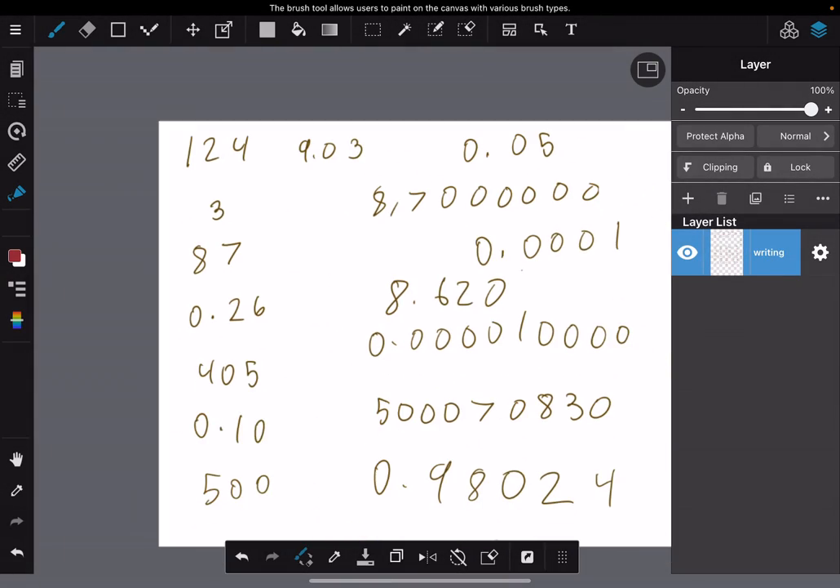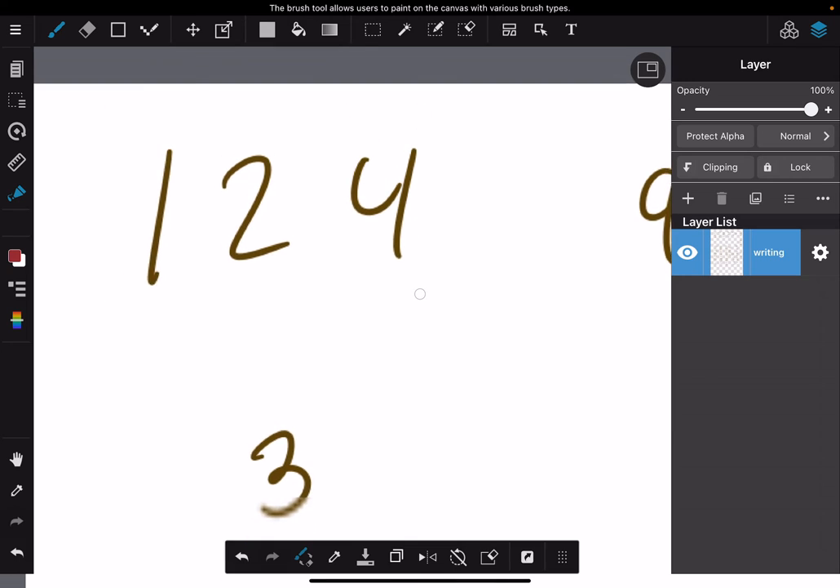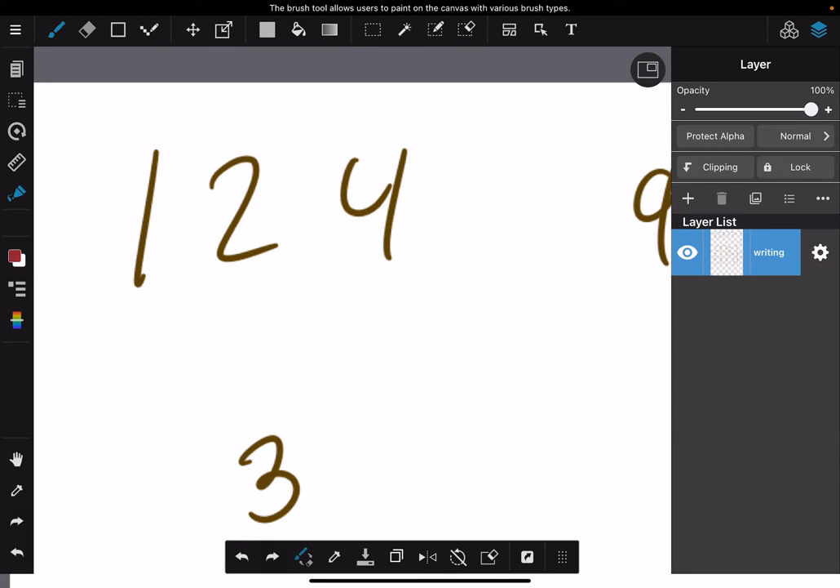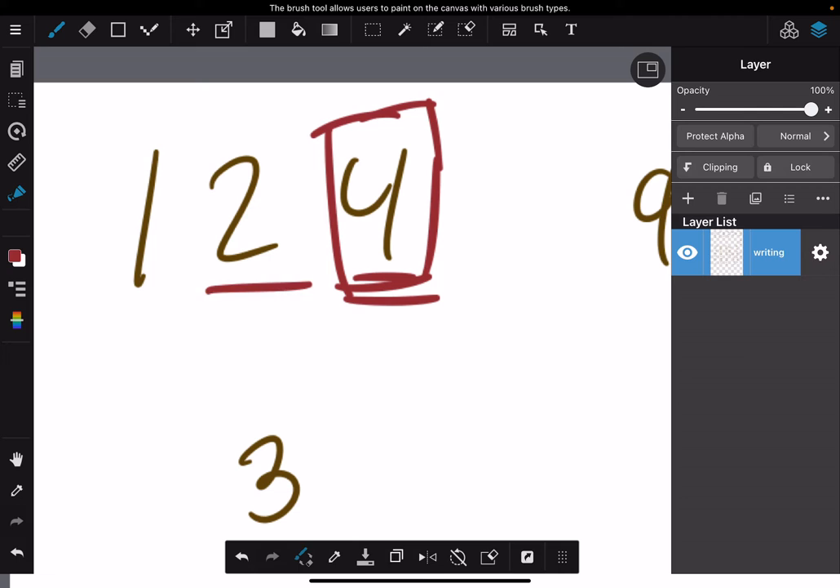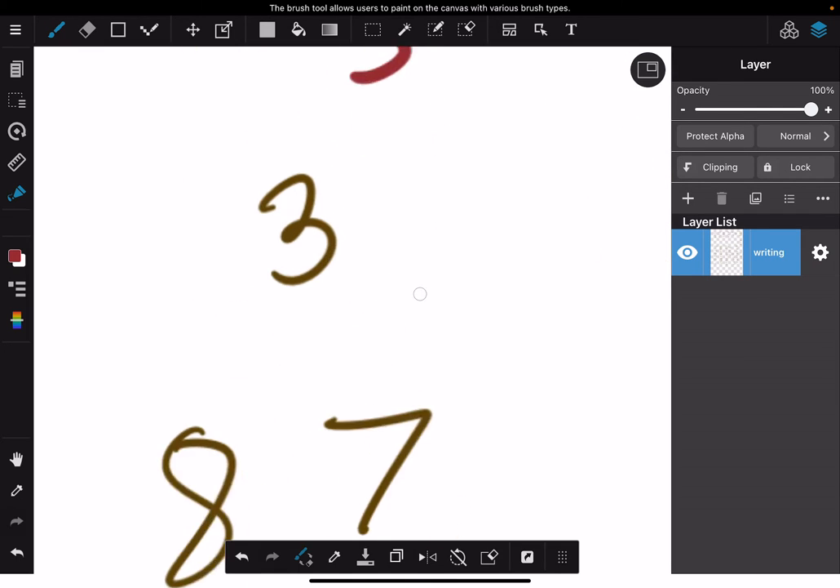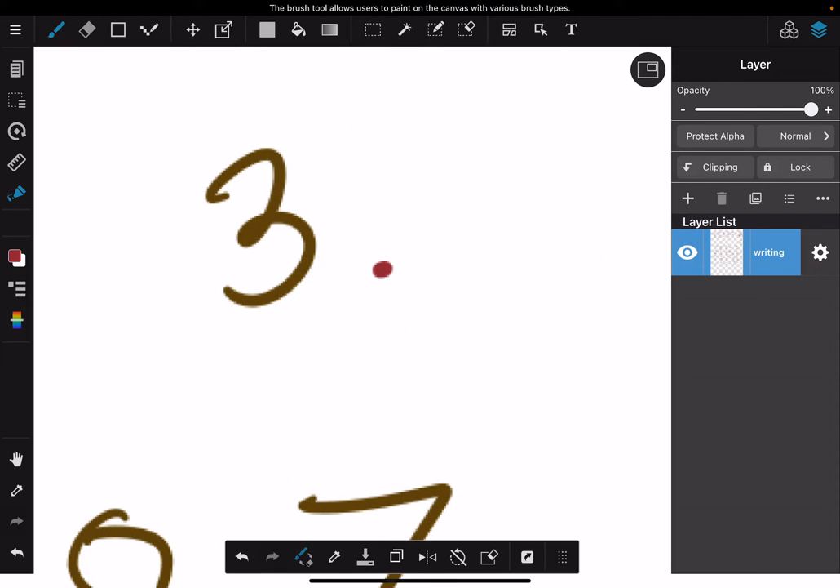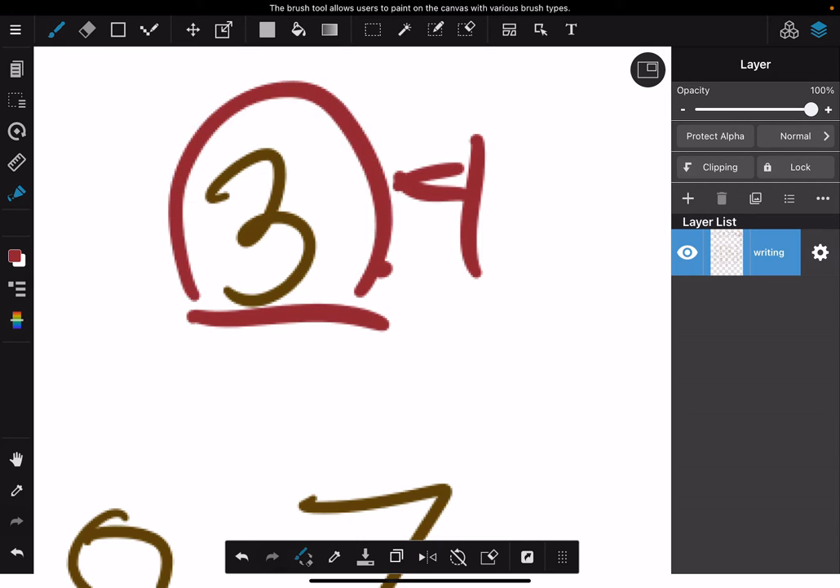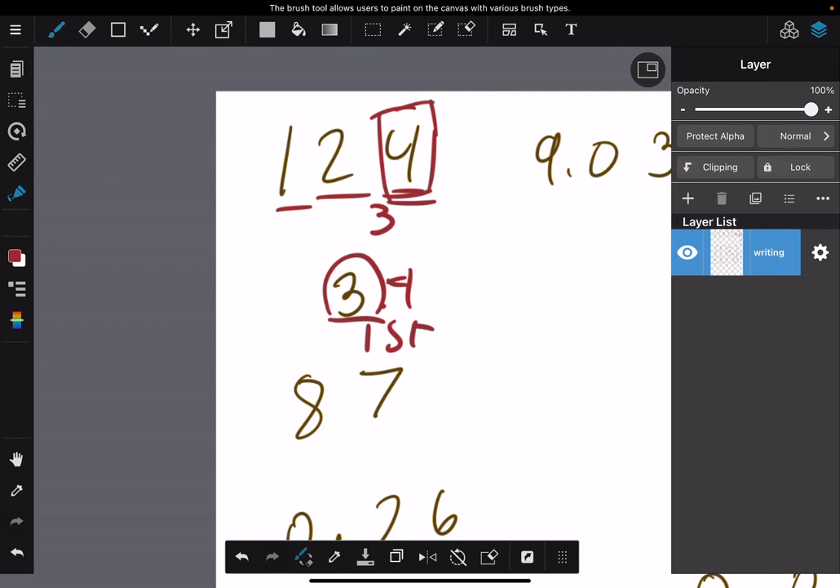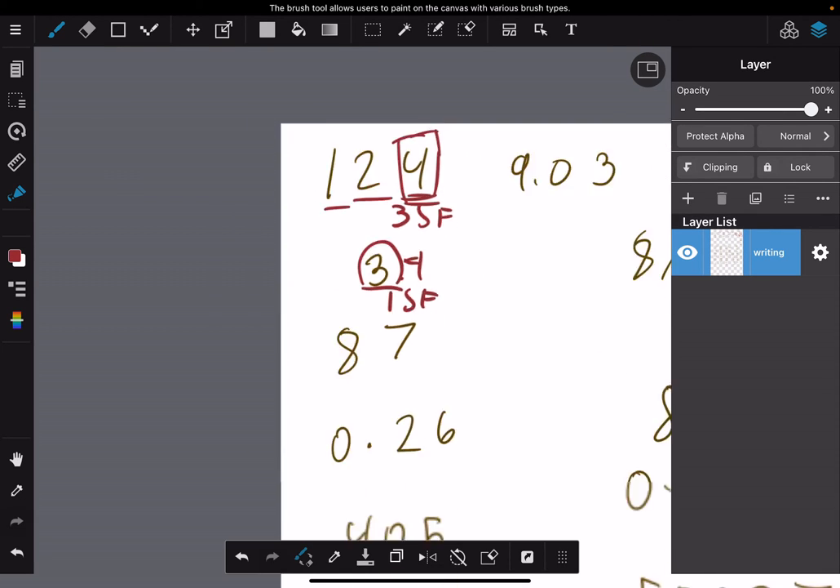Yep, lots of practice. 124 doesn't have a decimal, so we start from the right. That's the first non-zero digit right here. It's a 4, and we have 1, 2, 3. This number right here, no decimal, start from the right. Here's the first non-zero digit, and it's also the only digit. So we have 1 significant figure. I'll just go ahead and write that.